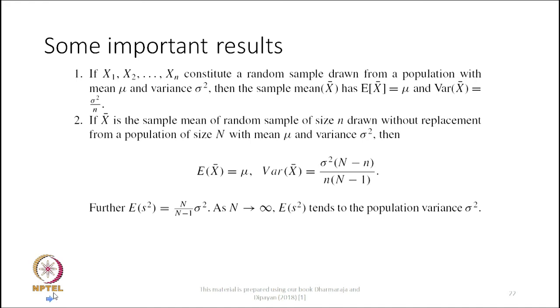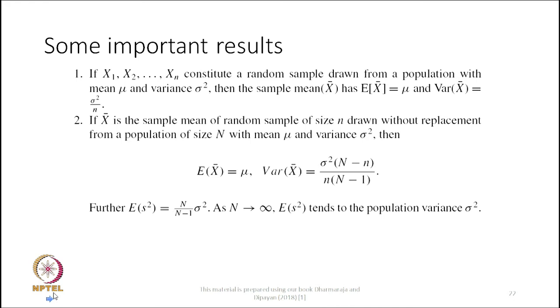Since the samples are random, you can easily get the mean of the sample mean. That means you know the mean of each X_i is mu, and the sample mean is just the summation of the X_i divided by n. Therefore, n mu divided by n, so the mean of the sample mean is going to be mu.